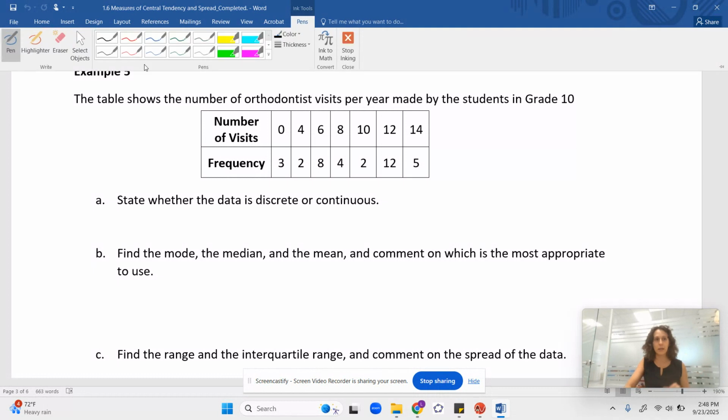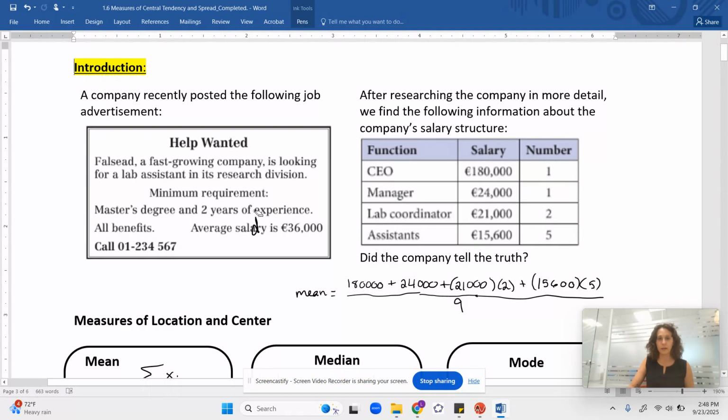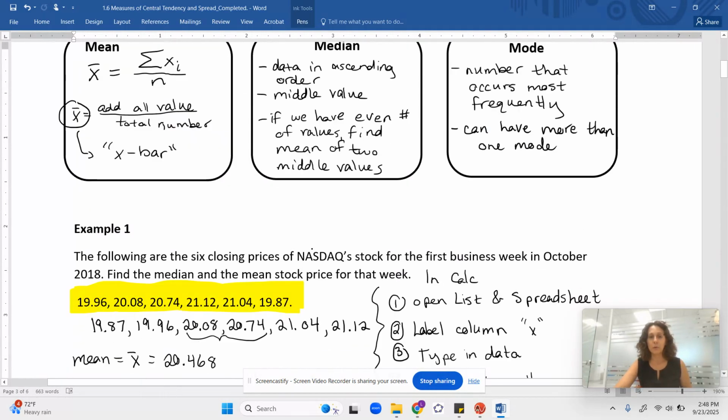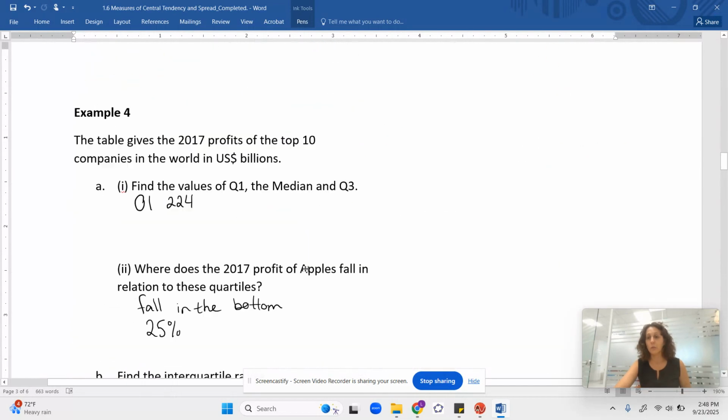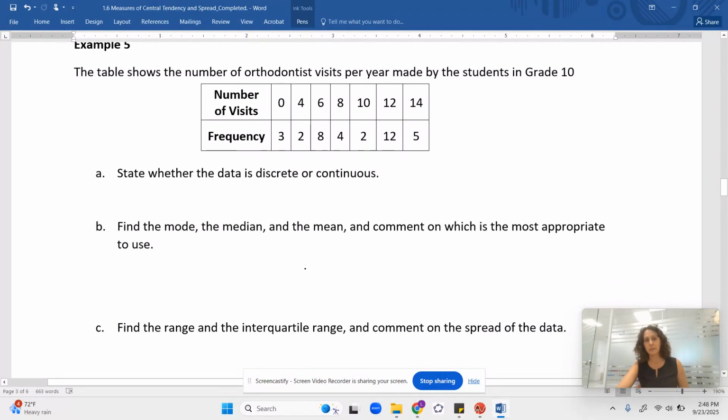So we've talked about this table already. Is the data discrete or continuous? It is discrete because it takes on exact countable values. You either went to the dentist once or twice or 4 times or 6 times. It's a discrete number. This was from one of the earlier lessons in statistics.